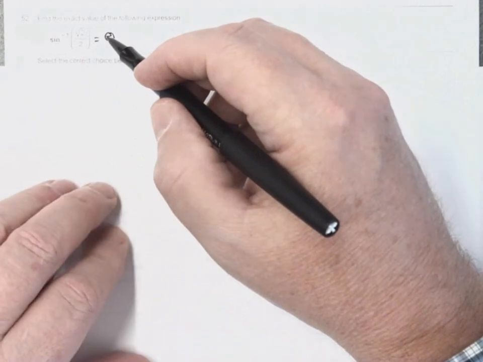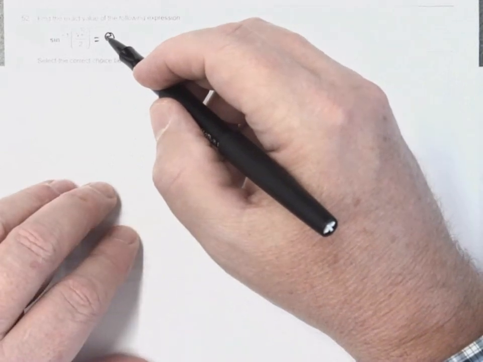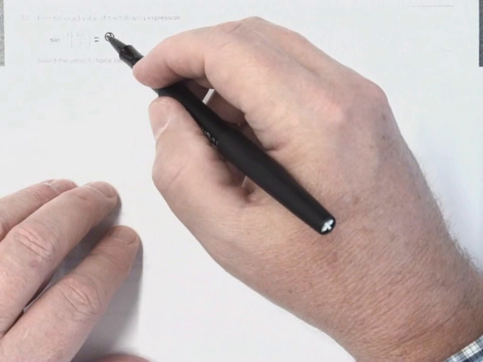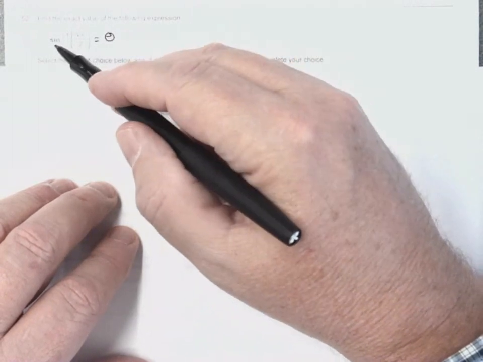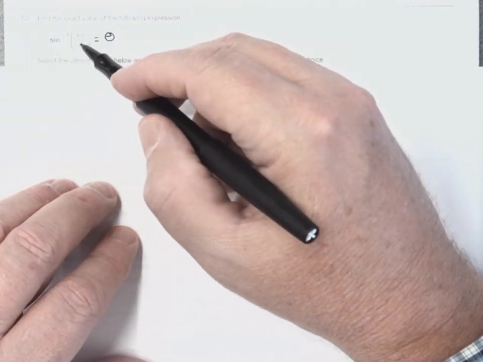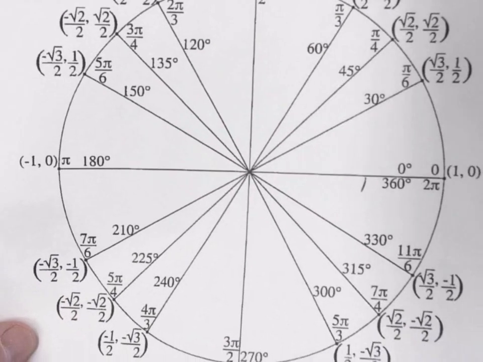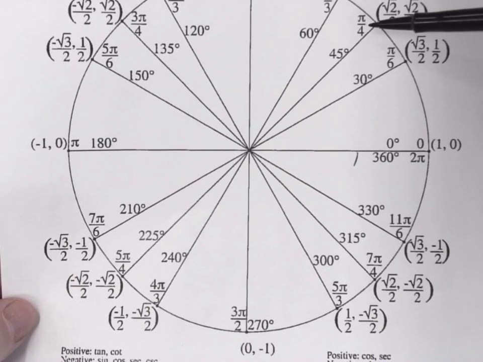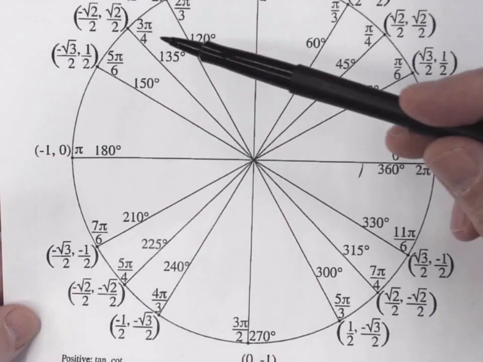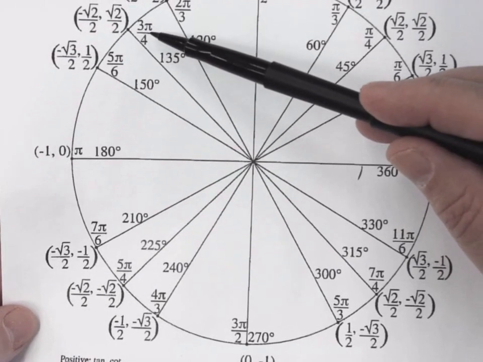So when I look at this, here's the question I ask myself. I need to go find the angle where the sine is square root of 2 over 2. So I go to the unit circle, and I go looking for a special angle where the sine is square root of 2 over 2. So here at pi over 4, 3 pi over 4.